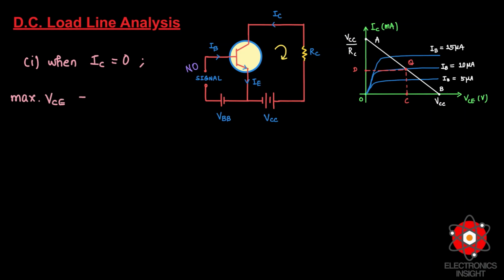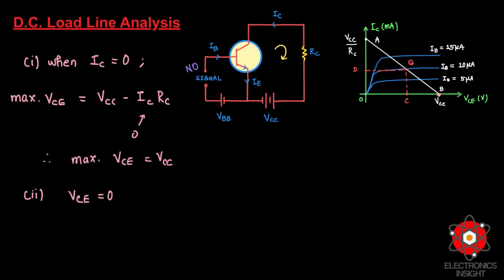The maximum VCE possible, we apply in the same equation, VCC minus ICRC. When you apply IC equal to 0 here, the maximum VCE possible will be equal to VCC. So this is what I have drawn here. I have marked the point as point B, which is VCC. So this gives our first point on the straight line, and this point B, which is VCC, is the maximum collector to emitter voltage.